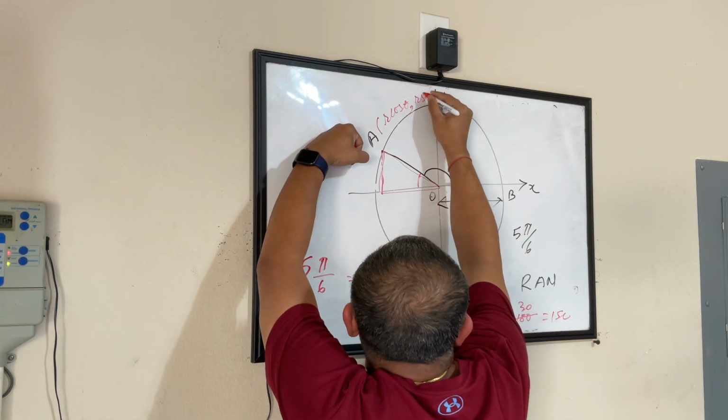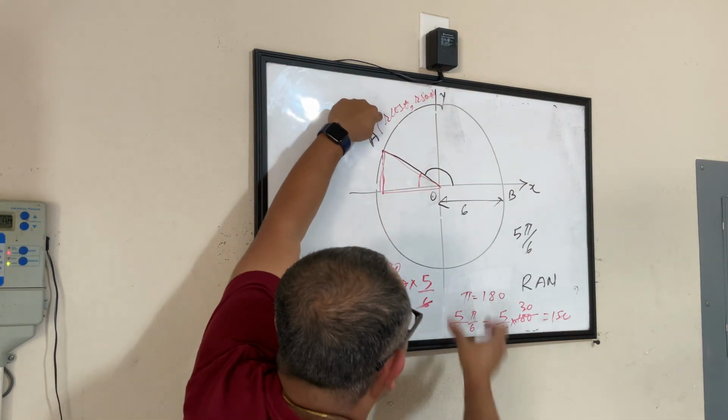And this is r sin theta. Here r is 6 that is given to us.